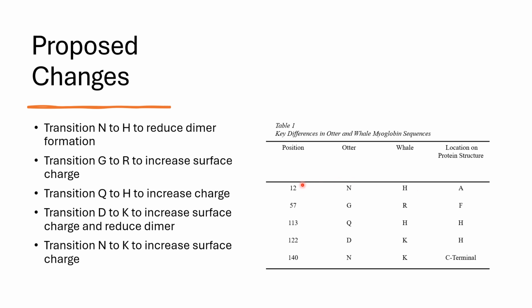So we're changing these two into more positively charged amino acids. And then this change at position 57 and 113 is both aimed to move this negative charge into a neutral charge and then move this neutral charge to positive. So they'll both increase the net surface charge. And it's the same thing with this last one, just moving it to a lysine so that you can increase your surface charge.